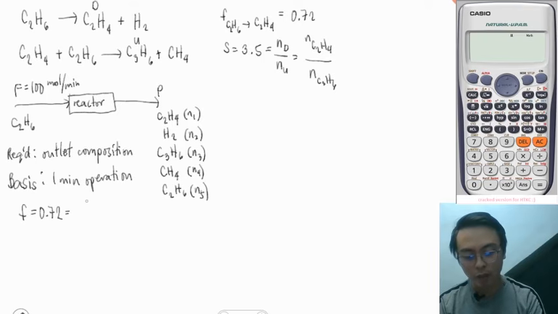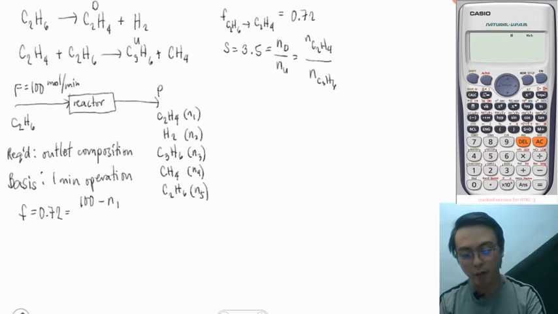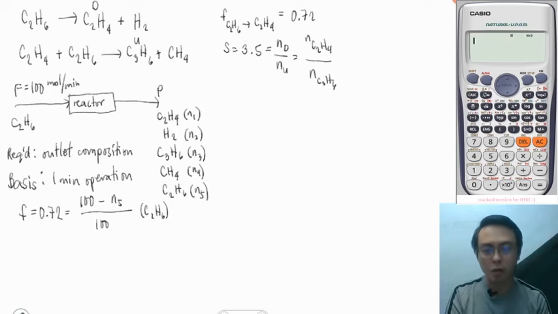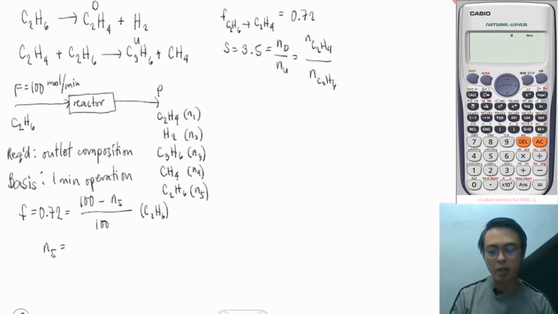In is 100. Out is N5. Conversion is in minus out over in, and this always pertains to the limiting reactant. In this case, it's C2H6, our only reactant. From this definition of the conversion, we can readily solve for N5. So N5 here is 100 minus 0.72 times 100, so that is 100 minus 72.